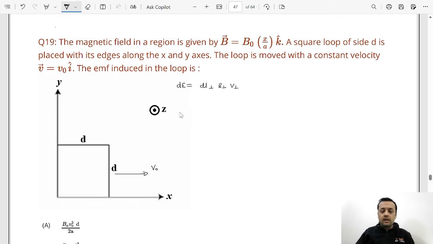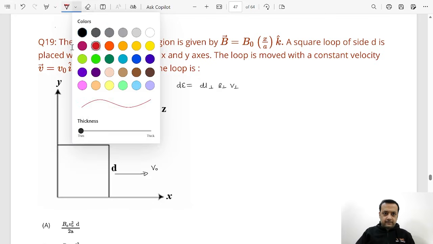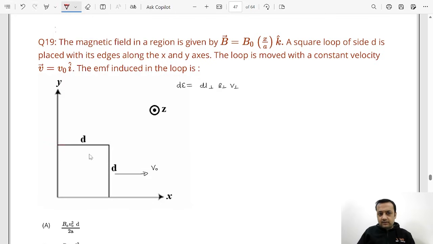One thing we must understand here: let me label this loop P Q R S. In the segment SR, the induced EMF will be 0. Why? Because the length, if you see, is going to be along the direction of velocity.